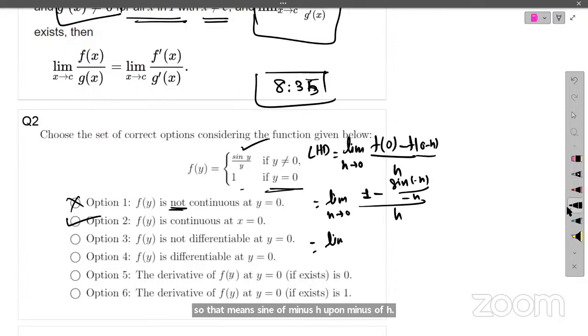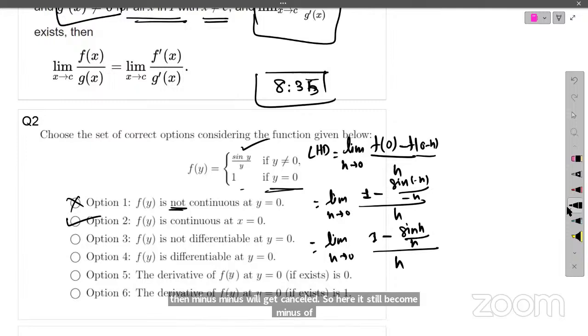So this is the limit as h goes to 0. It will become 1, and see, sine of minus theta is minus sine of theta. If you use that, then minus minus will get cancelled. So it still becomes 1 minus sine h by h, upon h. This is the limit we want to compute.